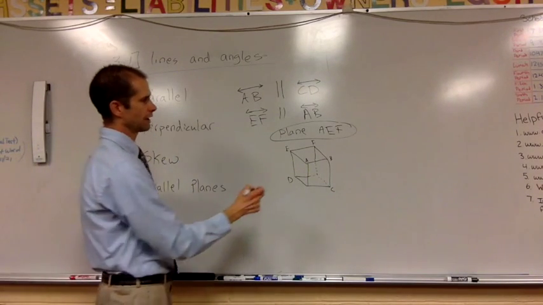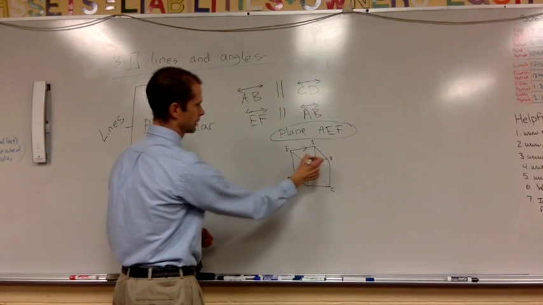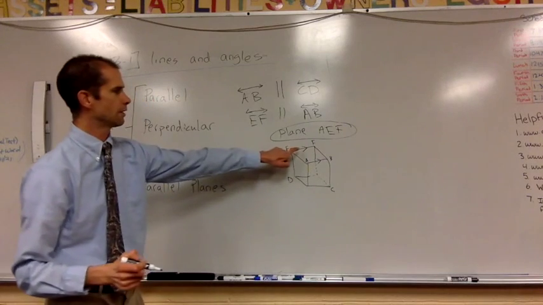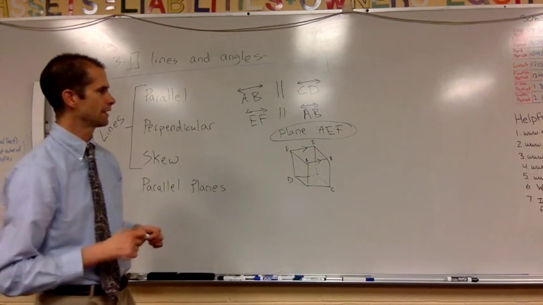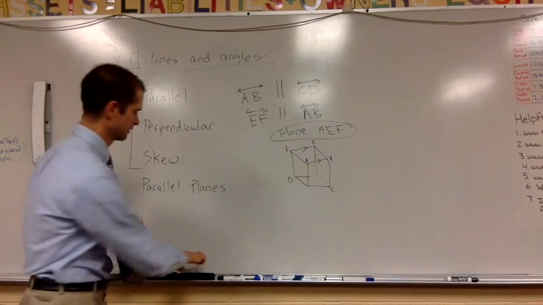When they are parallel and we want to write that on a diagram, we use arrows. So we use an arrow like this. Now we know, looking at this diagram, that lines EF and AB are parallel and will never intersect.